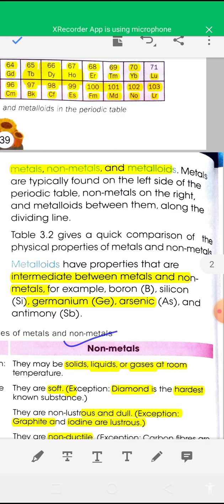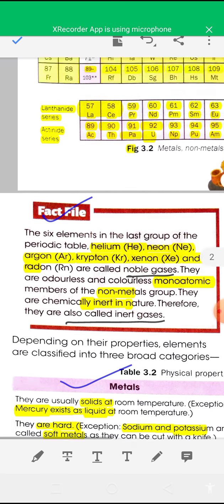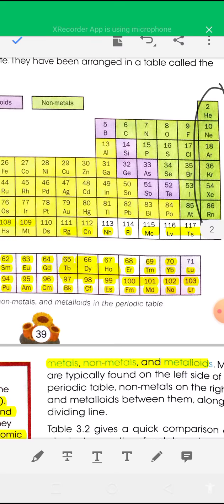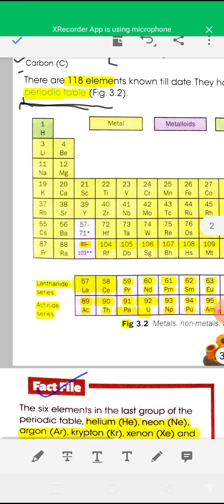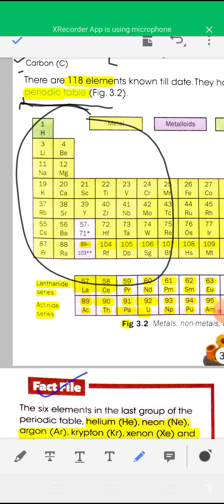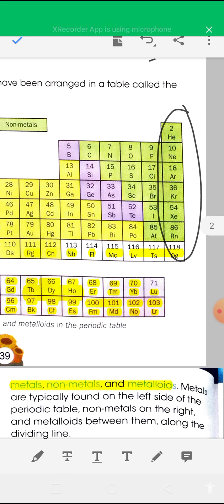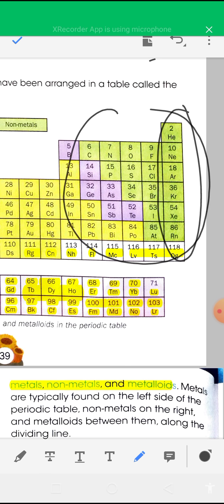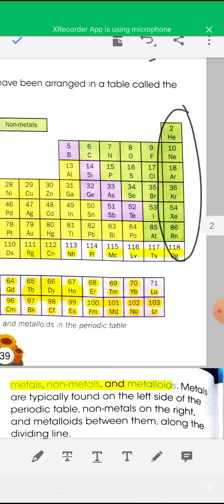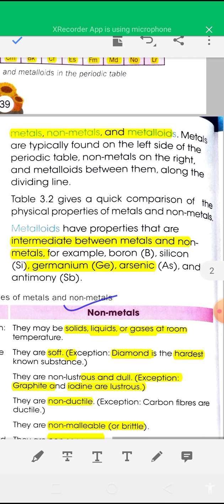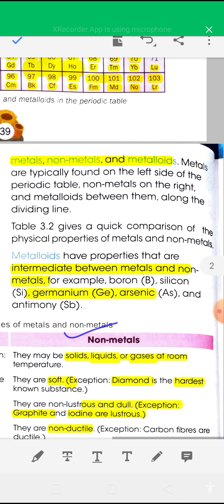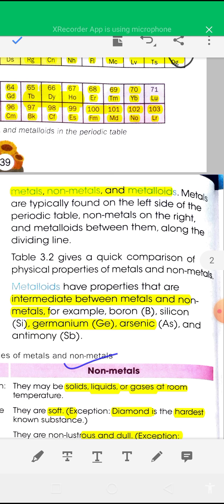Metals, non-metals and metalloids, all these elements are arranged in this periodic table. Metals are typically found on the left side of the table, and non-metals are found on the right side of the table. Metalloids exist between metals and non-metals.